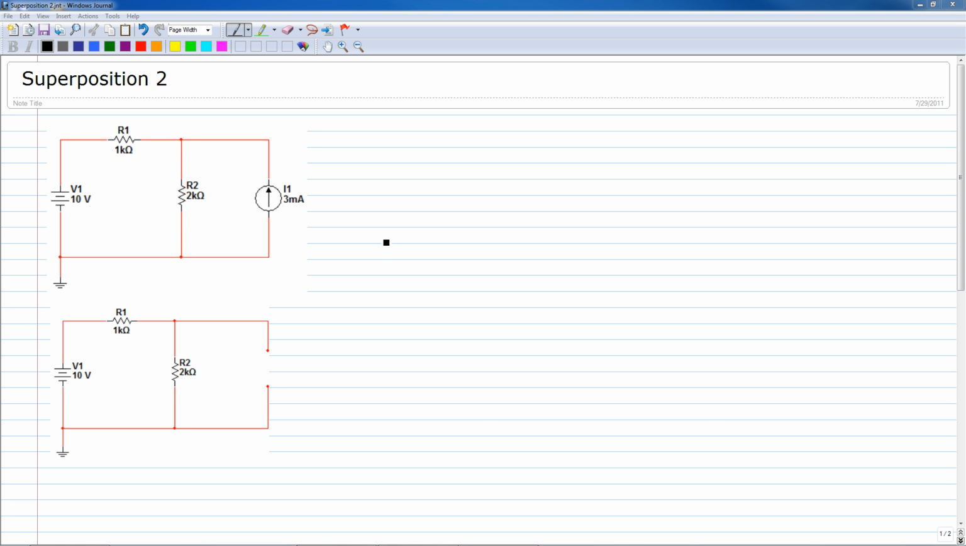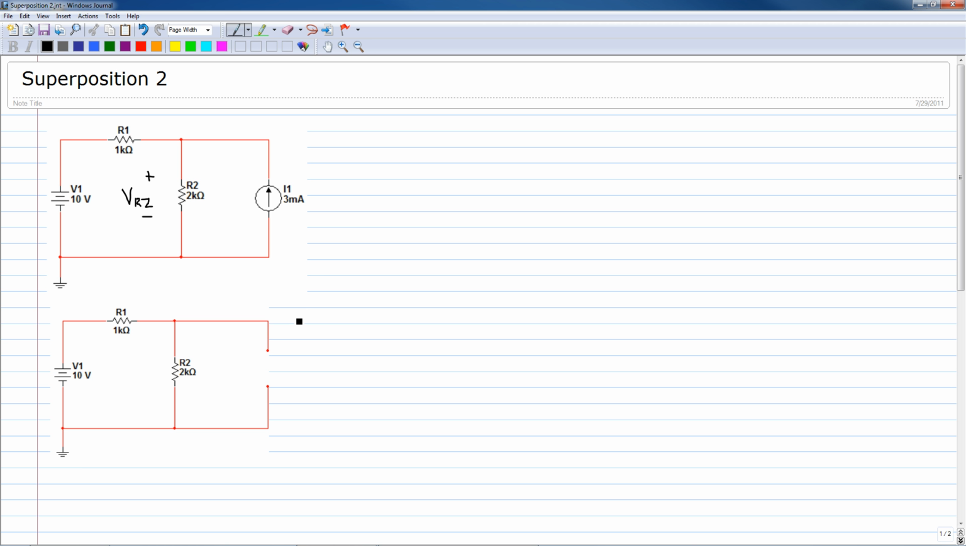Welcome to this video on superposition. In this circuit, we will analyze for the voltage across R2, VR2. The circuit has two sources, V1, which is a 10 volt voltage source, and I1, a 3 milliamp current source.